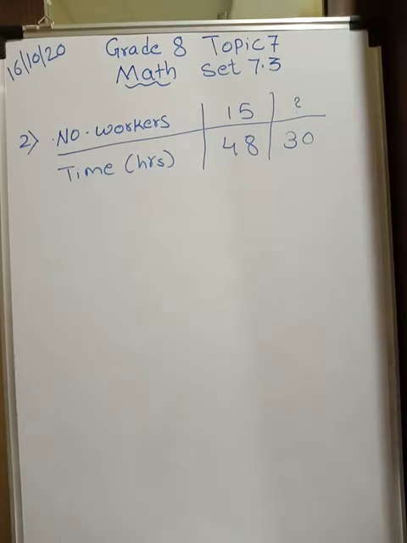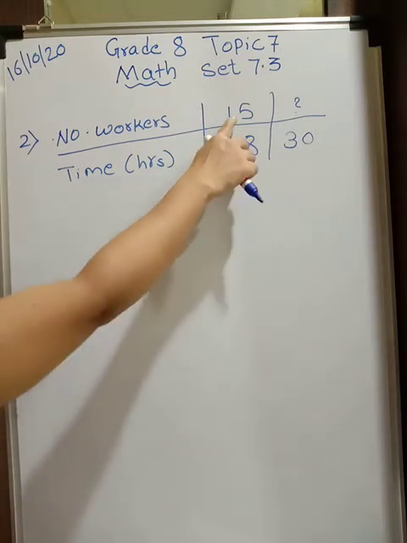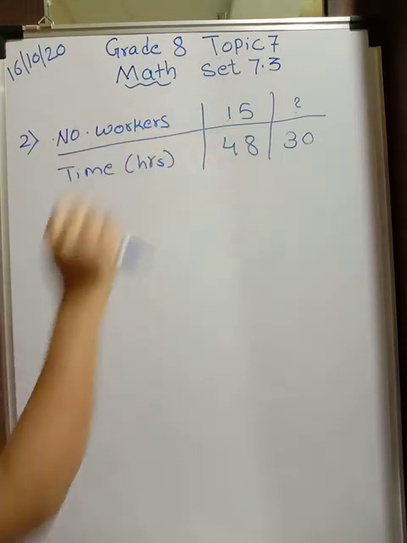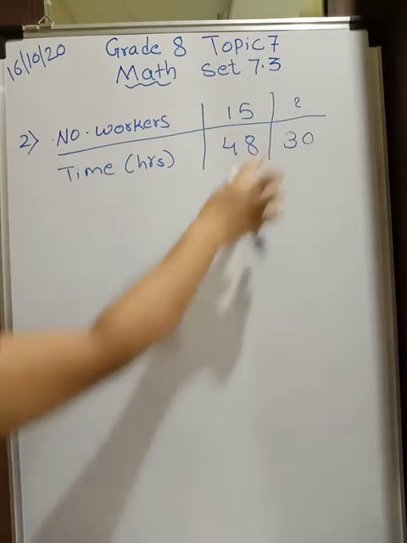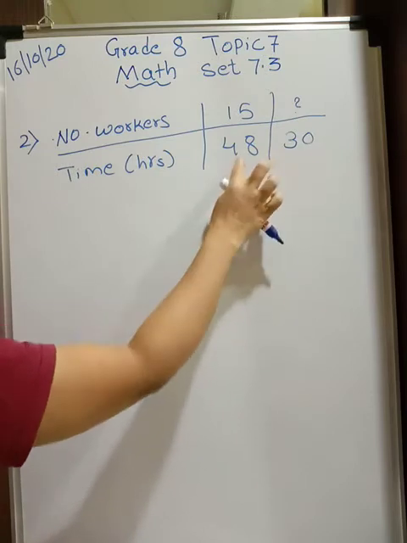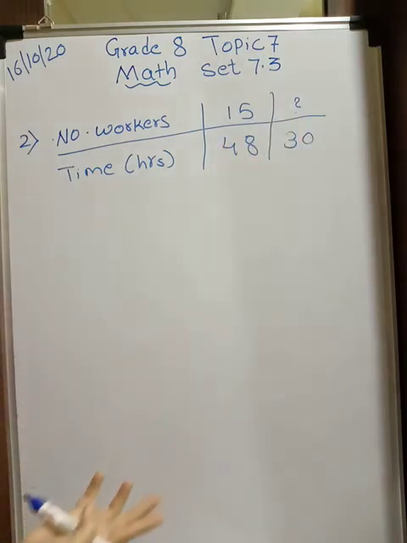Now look at set 7.3. The first question is again reduced from your syllabus. So we are going directly to the second question. If 15 workers can build a wall in 48 hours. So if workers are 15, how much time do they take? 48 hours. How many workers will be required to do the same work in 30 hours? Now time is reduced. So workers are going to increase, isn't it?